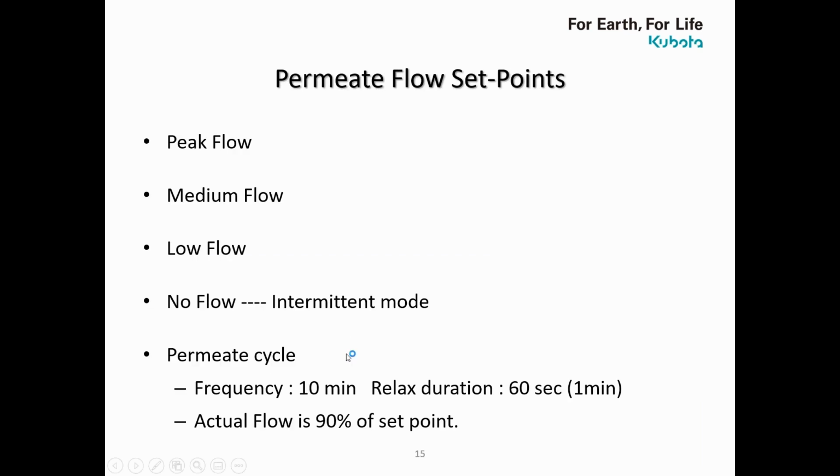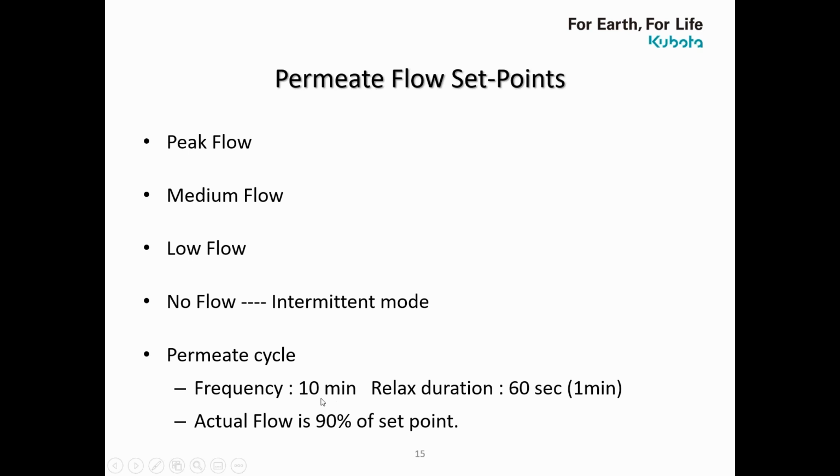Permeate set flow set points. We have high flow, medium flow, low flow, and when there is no flow, we have an intermittent mode, sometimes called nap mode, taking a nap. When there's no flow, it aerates intermittently, every 60 minutes or 30 minutes for 5 minutes, to keep the bugs alive. That's intermittent mode.